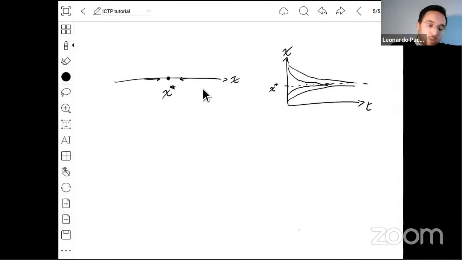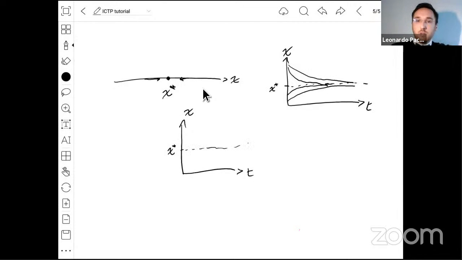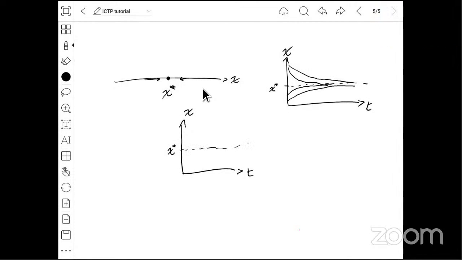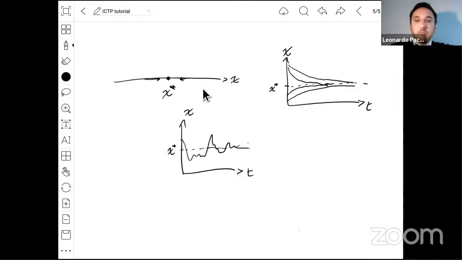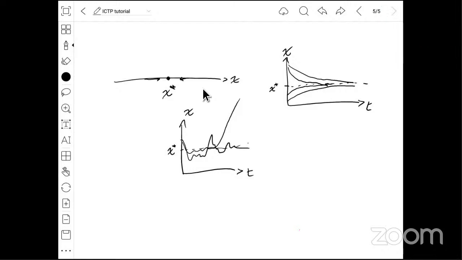But if we are just saying that X star is a stable equilibrium, this is not necessarily true, and we just need that the solutions remain close to the equilibrium. So for example, if we see that something like this happens, and we see that the solution never goes away, then we know that the equilibrium is stable. So asymptotically stable is just a particular case of stable.